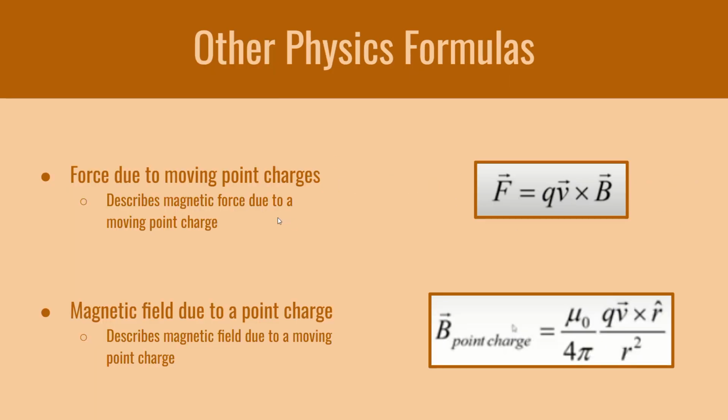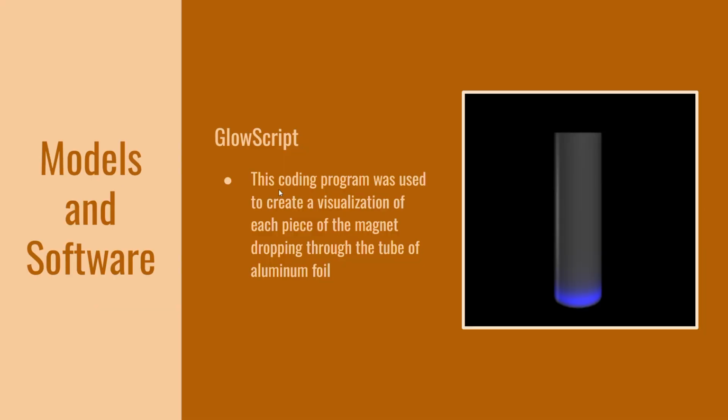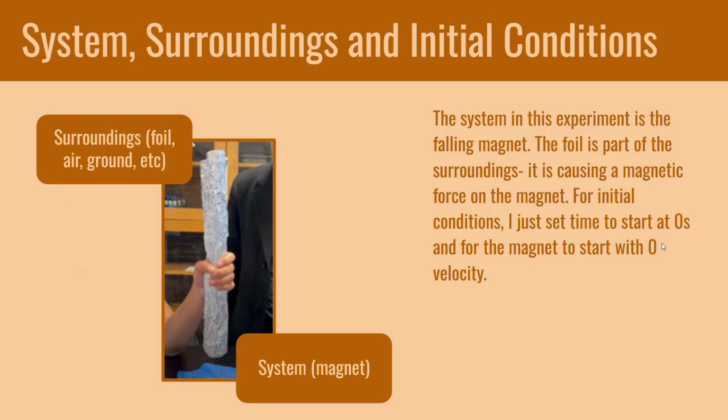And then I thought it would be good to add in here the force of moving point charges, the magnetic force, and then the magnetic field. Both of these are required as well. And then GlowScript was used to create the model. That's a picture of the visualization on the right there, the blue being the magnet inside, and the gray being the tube of aluminum foil.